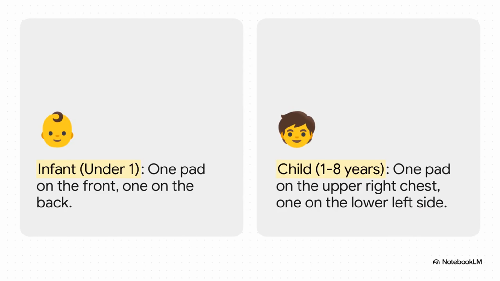Okay, putting the pads on right is critical, and it's different for infants versus children. For a tiny infant, so anyone under 1 year old, you put one pad right on the front of their chest and the other one on their back. For a child over 1, you use the standard adult placement, one on their upper right chest, the other on their lower left side. The pads themselves usually have pictures on them to help you out.